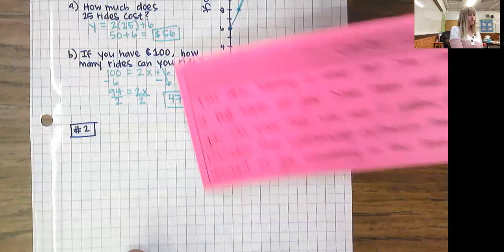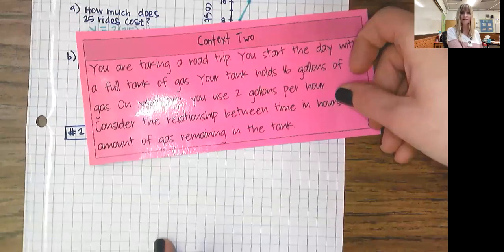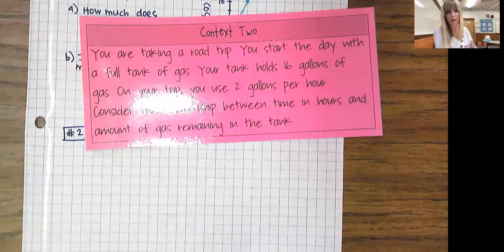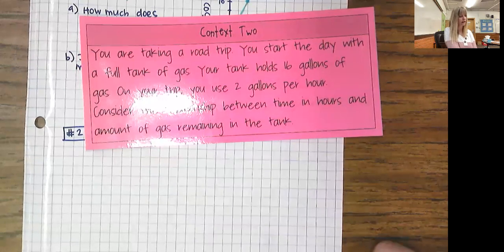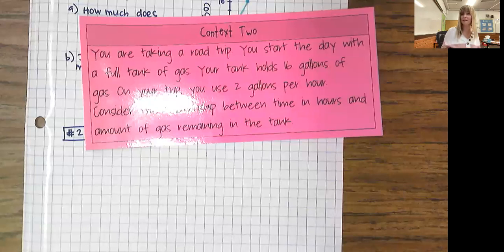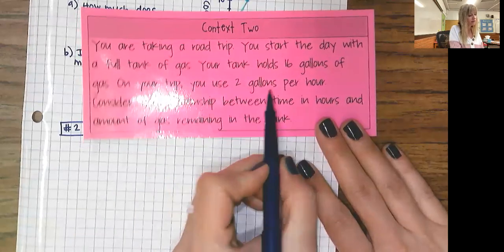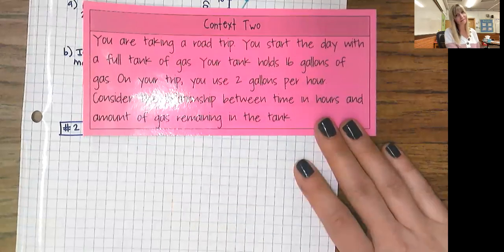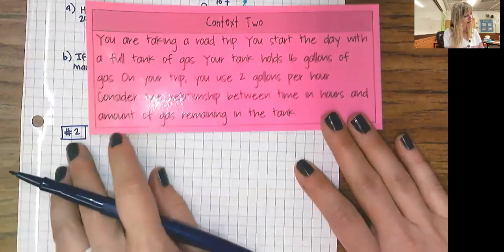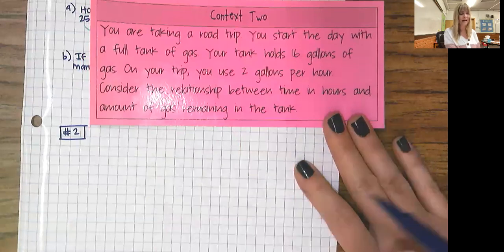This is the one about a road trip. And you start the day with a full tank of gas, and then it says your tank holds 16 gallons of gas. Okay, so if your tank is full, right now you have 16 gallons of gas. That sounds like a starting point to me. On your trip, you use 2 gallons of gas per hour. That sounds like a rate of change. Here we go. Consider the relationship between time and hours.